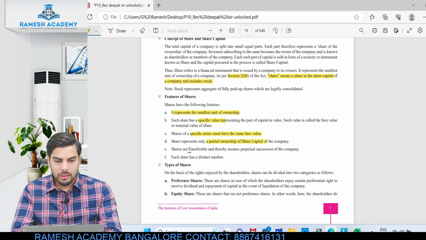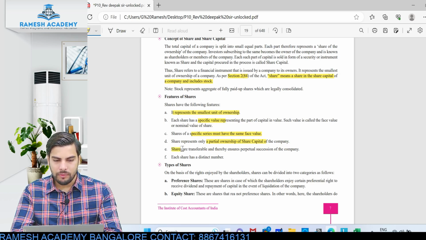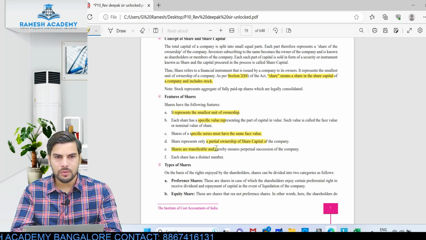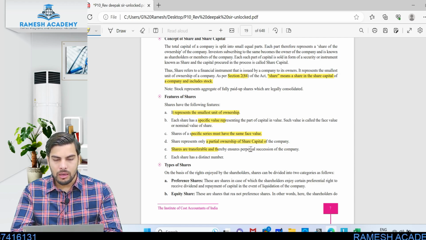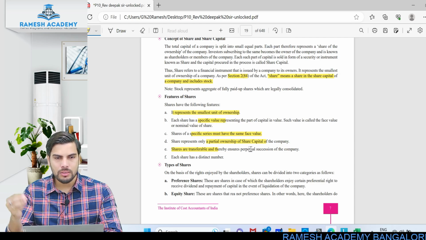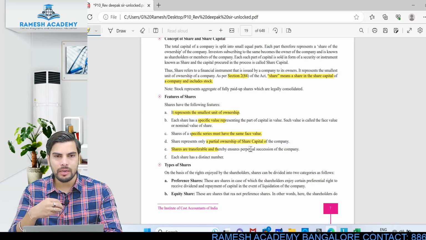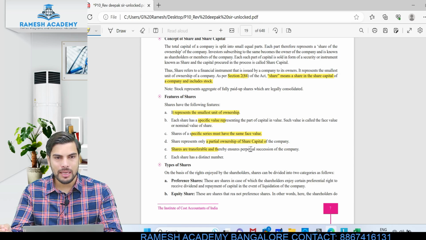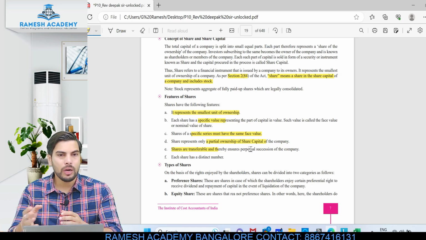Okay, so shares are transferable. You guys already know this. We've already come across this particular point when it comes to features of the company. Shares are easily transferable, except in the case of a private limited company. Look at this: shares are transferable and thereby ensure perpetual succession of the company. So the company will run throughout. If you don't want to be a shareholder, you can easily transfer your shares to somebody else and exit from that particular company. Just because you are exiting from the company, it doesn't mean that the company will get closed. So the company will have a continuous existence. Perpetual succession: basically there's no end for the company.